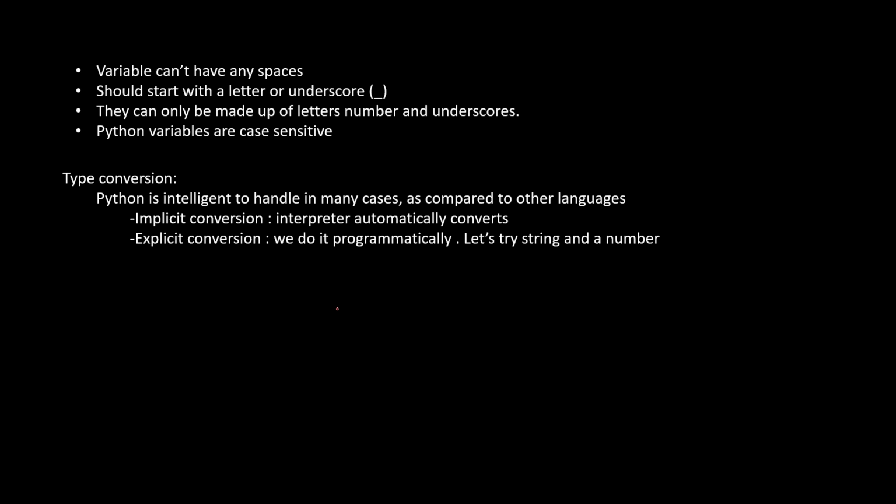There are certain conventions to be followed when naming a variable. The first one is that a variable can't have spaces. The variable should start with a letter or an underscore. You cannot start a variable with special characters like an ampersand, a space, or a hash. You also cannot start a variable with a number. And a variable can only be made up of letters, numbers, and underscores.